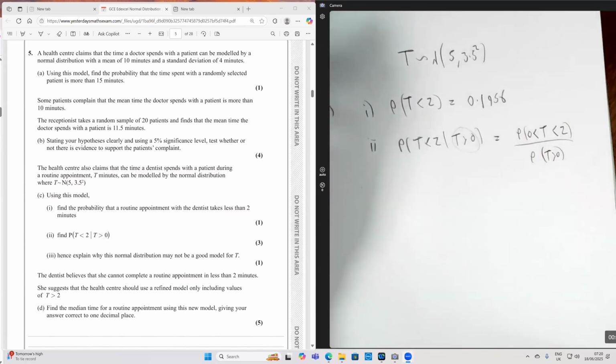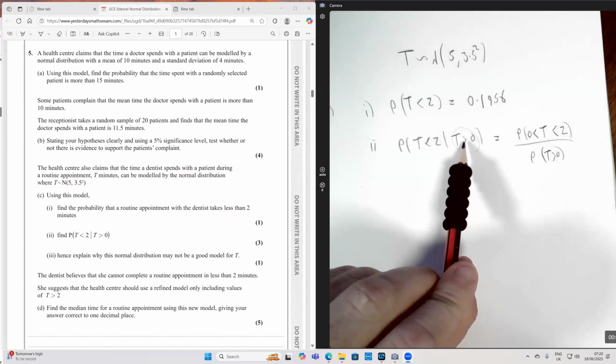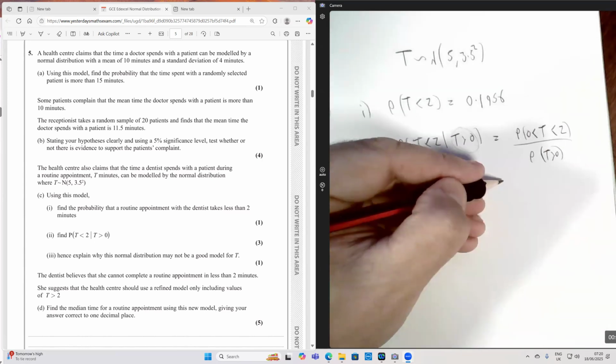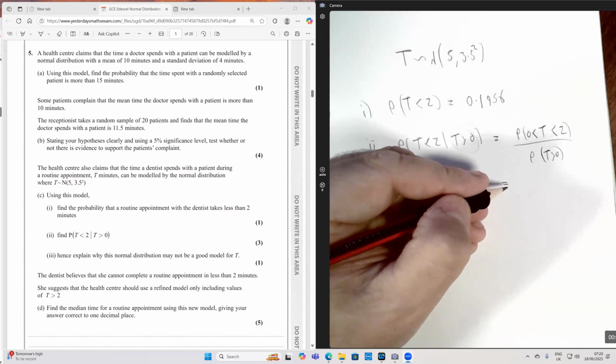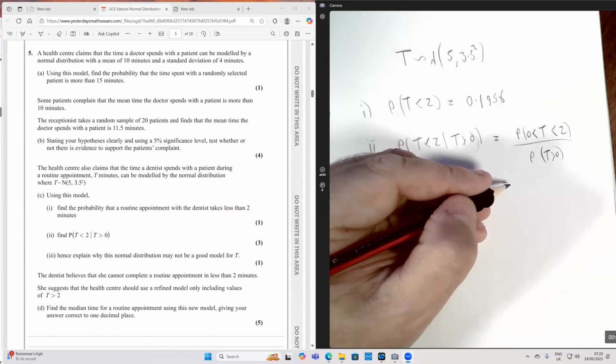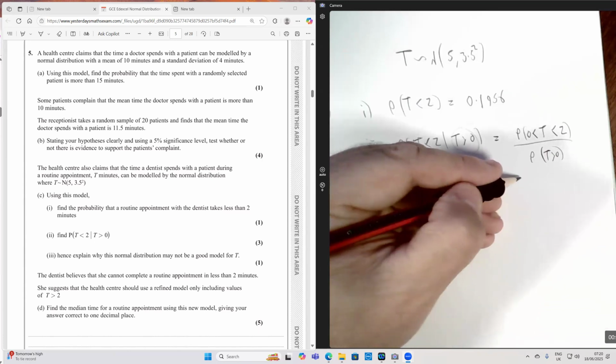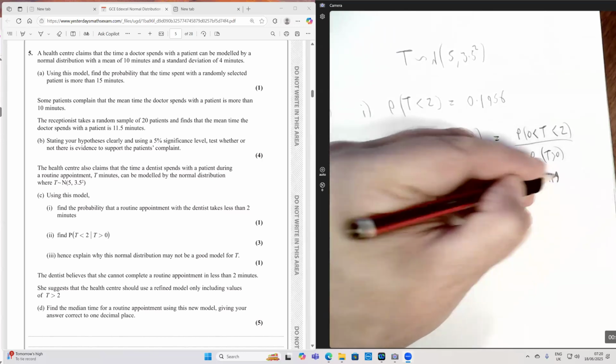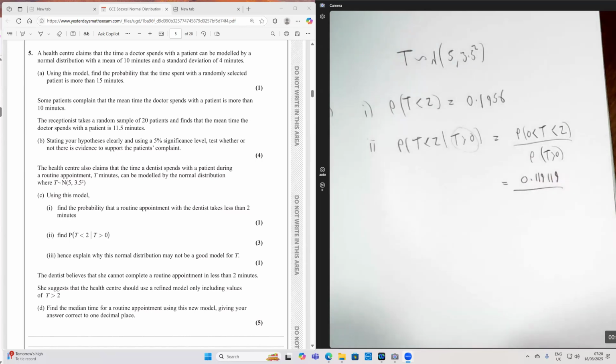When you have conditional probability, the thing you've got to remember is that this becomes the reduced sample space, it becomes the denominator, okay? Now we know from before our answer, well, actually we can just work out between 2 and 0, and that gives us 0.119119.